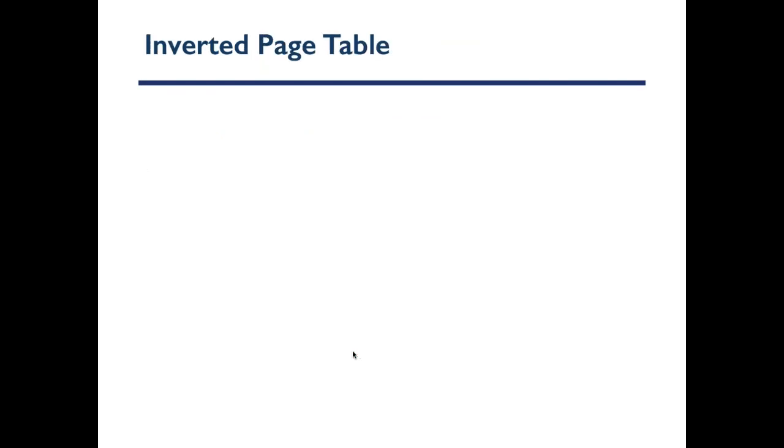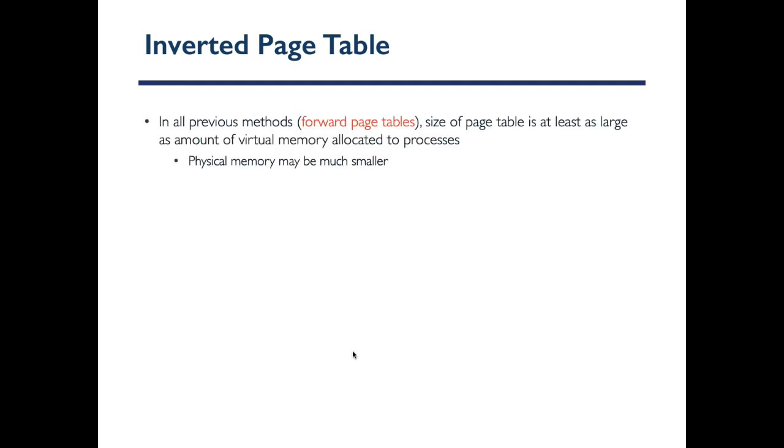Okay, so now this is the last method of address translation. It's called the inverted page table. So what's the idea? The idea is that in all the previous methods that we talked about, we usually have more page table entries than we have physical pages.